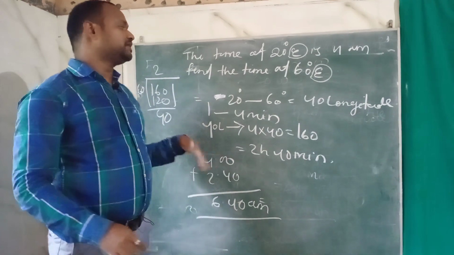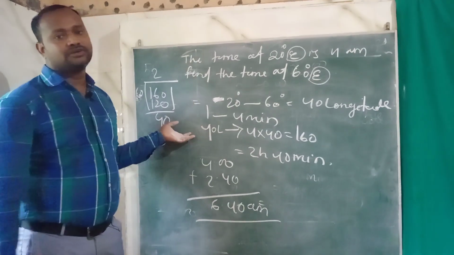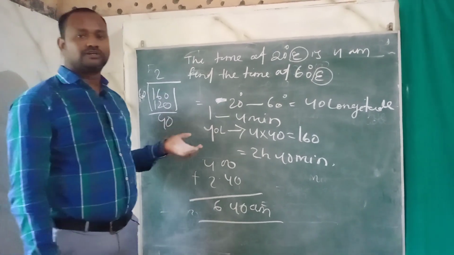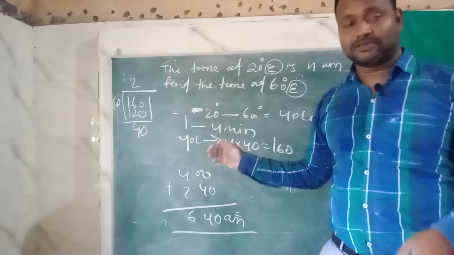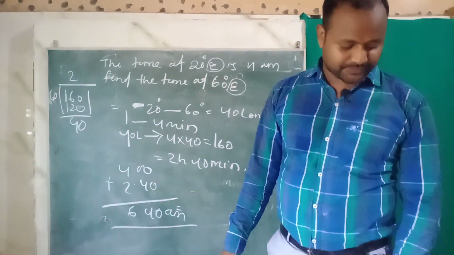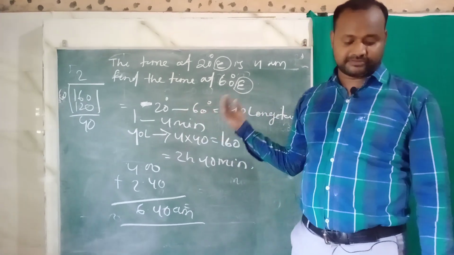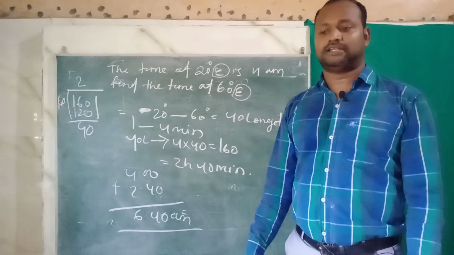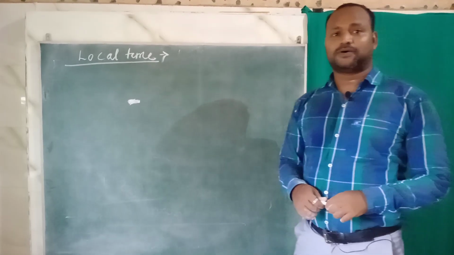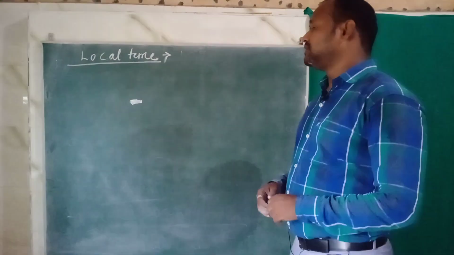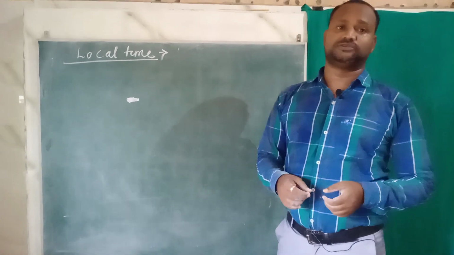Okay, in this way you can do different problems student to calculate the time of different longitudes over the earth surface. Okay student, are you able to understand? So next we are going to discuss about the local time, time zones variations and the international dateline. So student, let's discuss about local time. Local time, student, yes, we are following international time, that is 0 degree meridian.